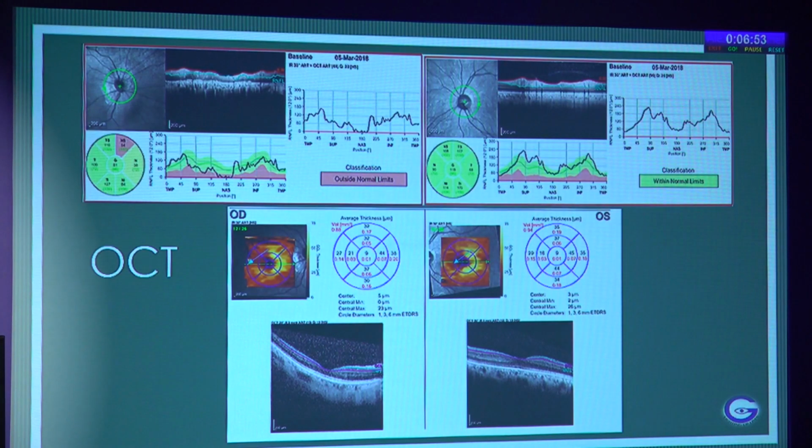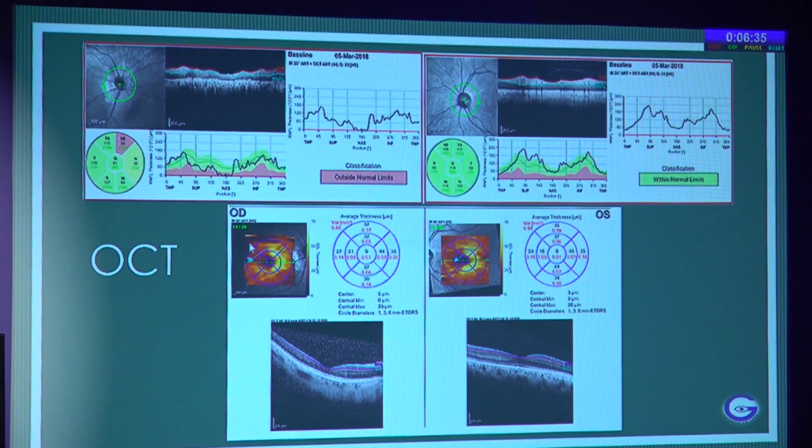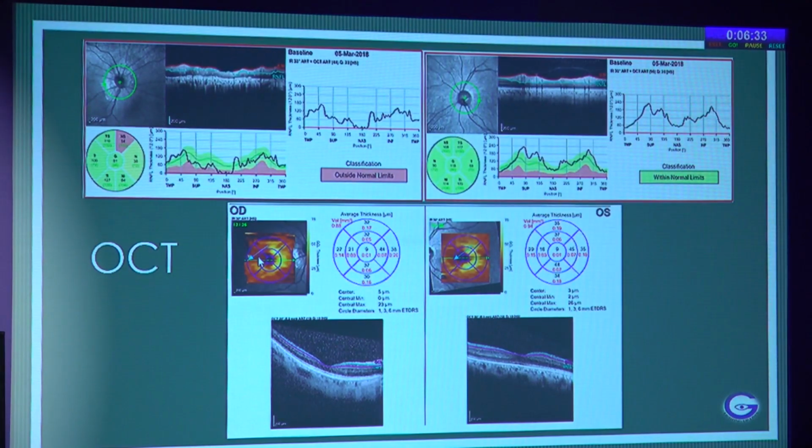So sometimes OCT can help you. It's not that OCT should be put aside. It's a very useful investigation. So you can see here there was some RNFL thinning in the left eye, but this eye was normal. But if you look carefully in the OCT, you can see there is some amount of localized thinning in this area as well as this area.